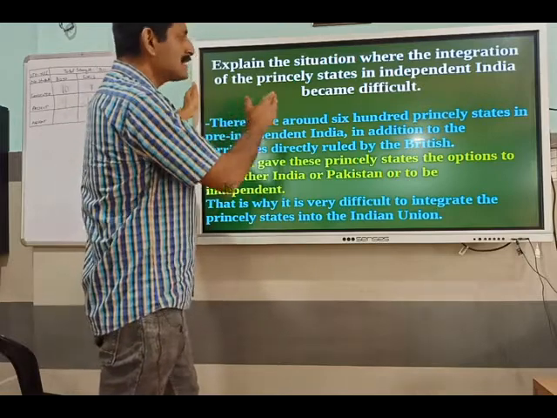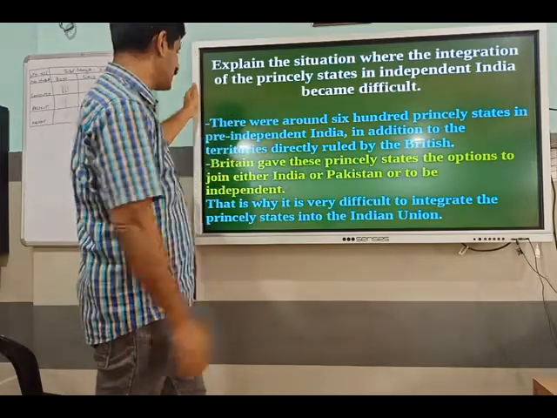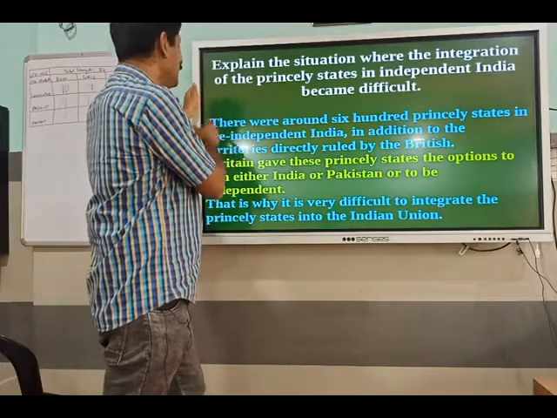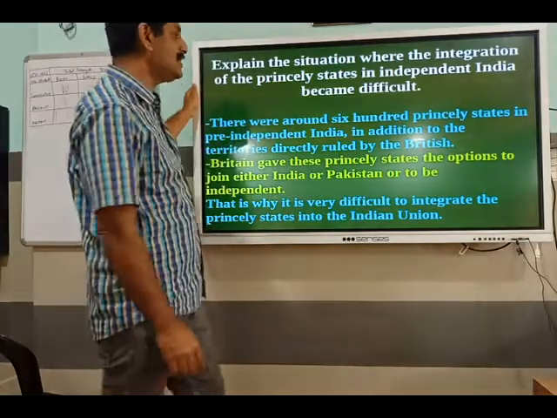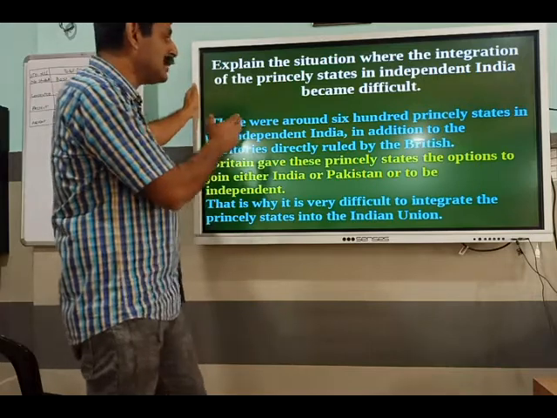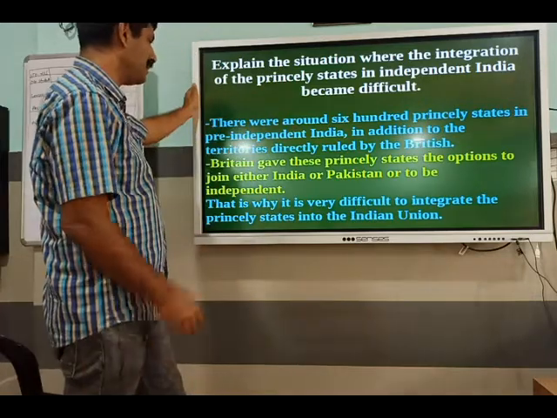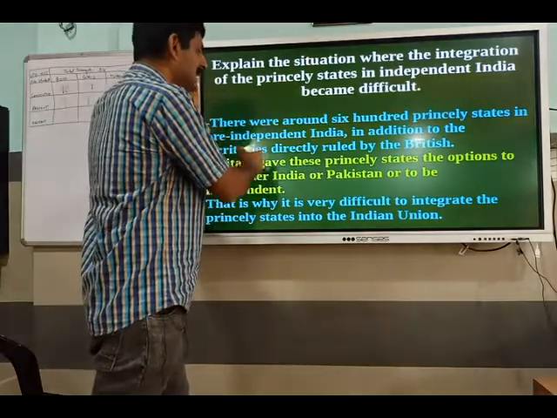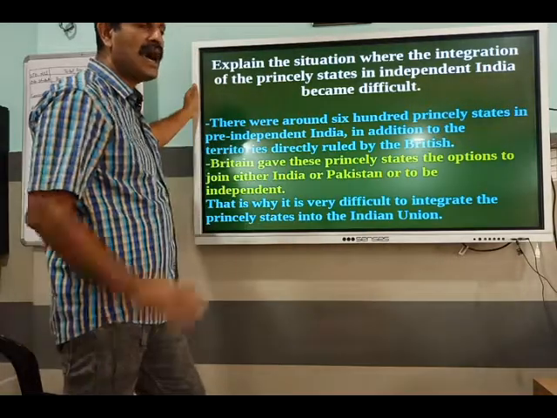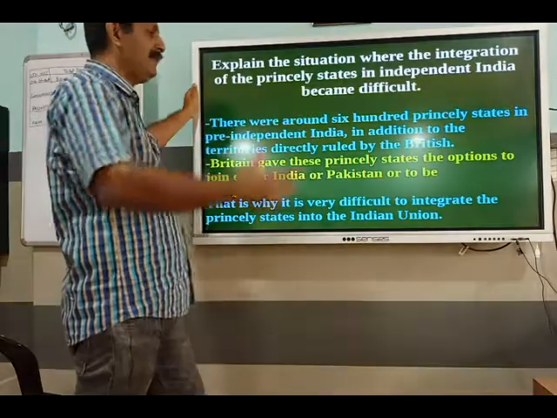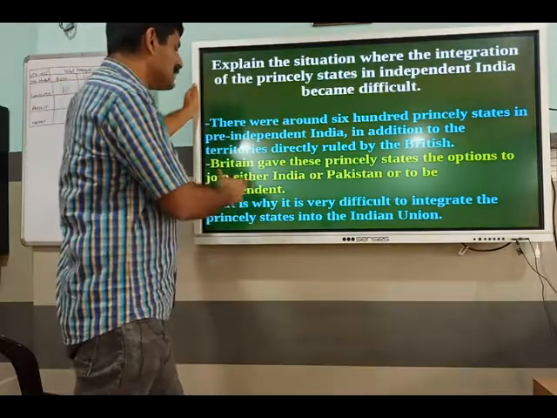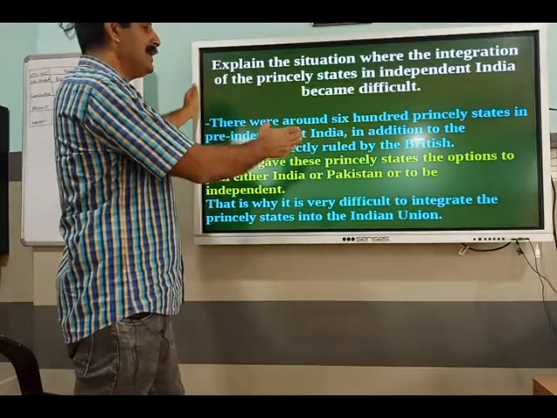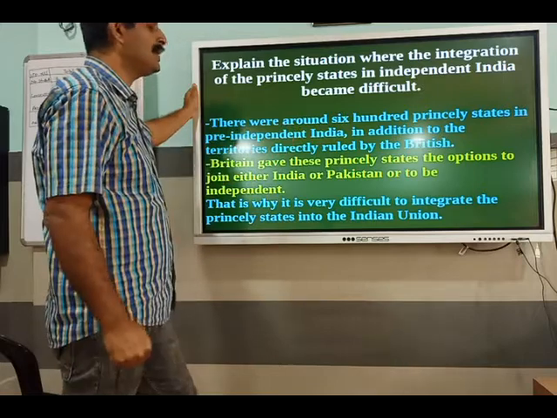There were around 600 princely states in pre-independent India, in addition to territories directly ruled by the British. The British gave these princely states the option to join either India or Pakistan after they left the country. That is why it was very difficult to integrate the princely states into the Indian Union.